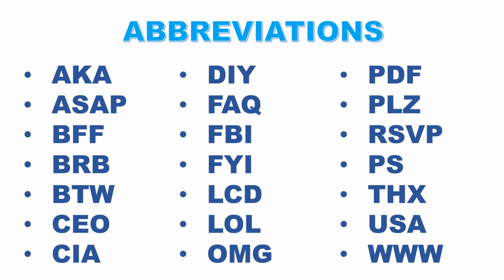Next, BFF. That's easy, okay? BRB. Then BTW. BTW is the one that I used some slides ago. Remember? Let's find what it means. CEO. Okay, that one's really common in English. CIA. Next column, DIY. Well done. Okay.